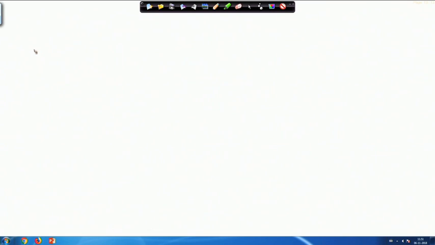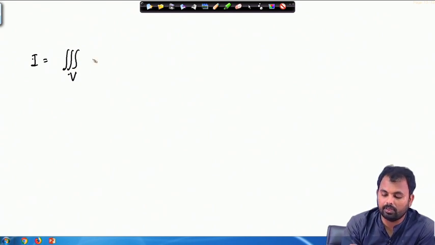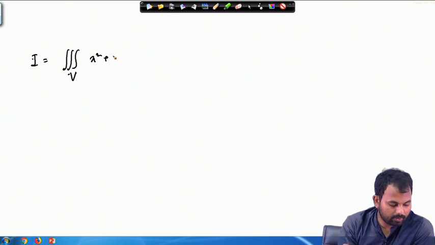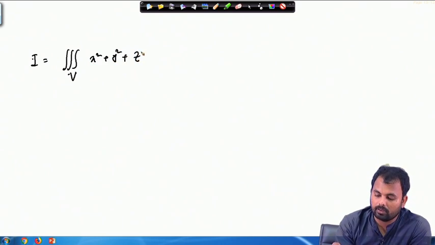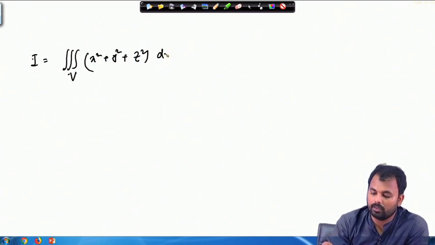Now, we will start with our integral I. Our integral I is basically the integral over the given sphere, which I simply write as V, of x square plus y square plus z square dx, dy, dz.